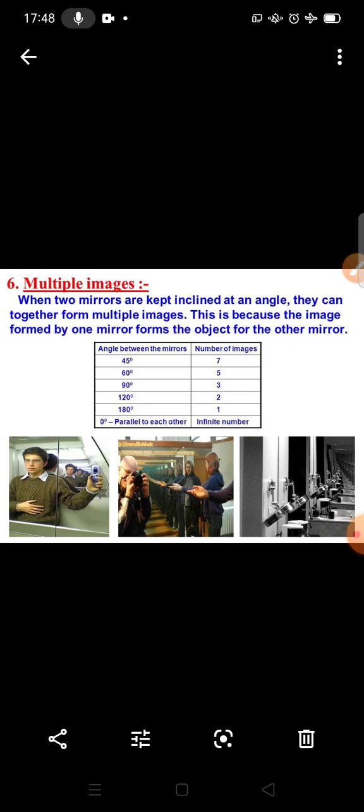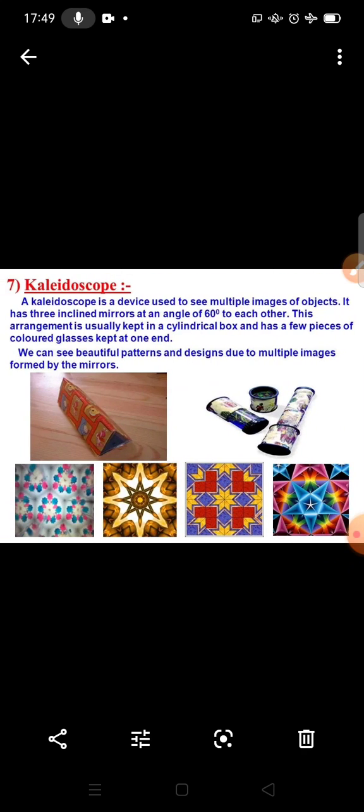Students, we have discussed multiple reflection or multiple images in the last lecture. So you can prepare your multiple reflection project. You can take two plane mirrors, a protractor, a white sheet of paper and a drawing board. You can prepare this activity on multiple reflection also. Now today we will discuss the next topic, kaleidoscope.